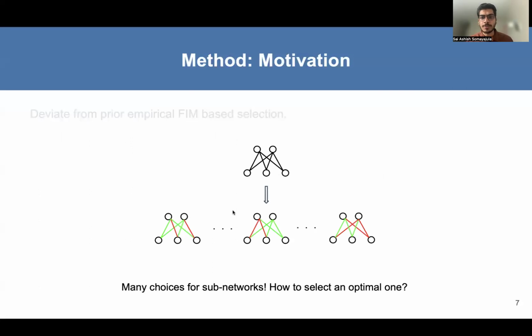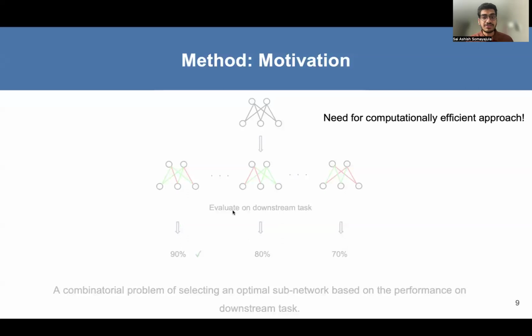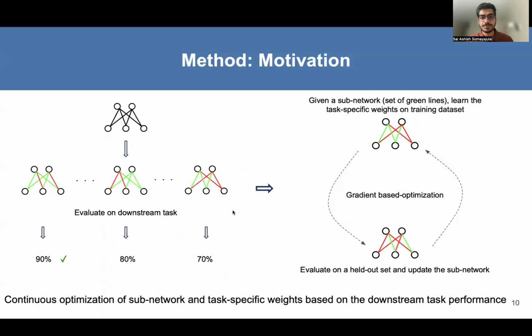But how do we choose an optimal subnetwork from among many options for a downstream task? We can choose the one that performs best on the validation set of the downstream task. Thus, it becomes a challenging combinatorial problem to select a subnetwork based on its performance on the downstream task. So there is a need for a computationally efficient approach to solve this challenging problem.